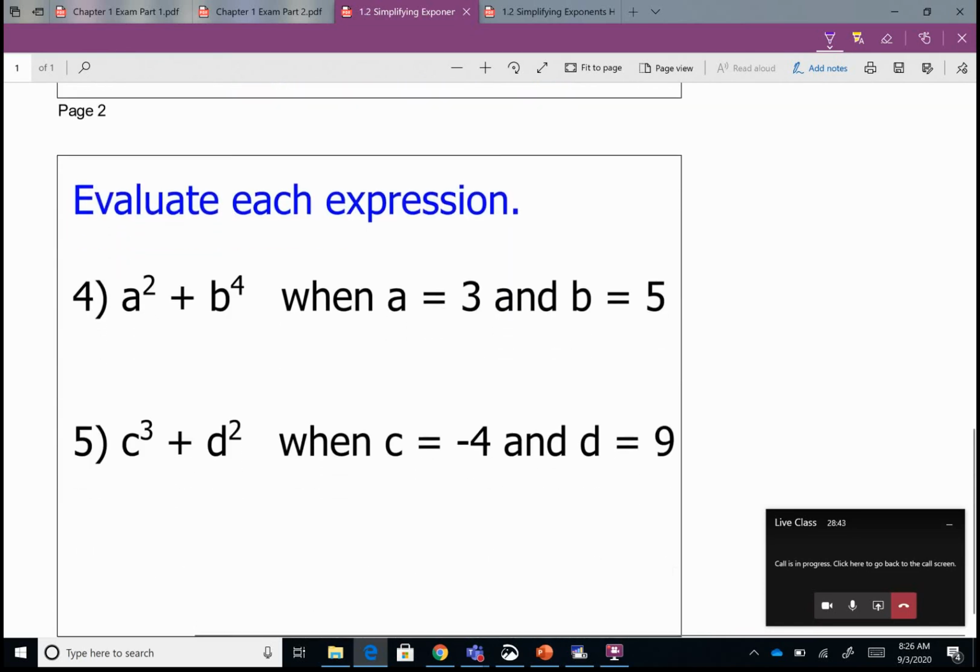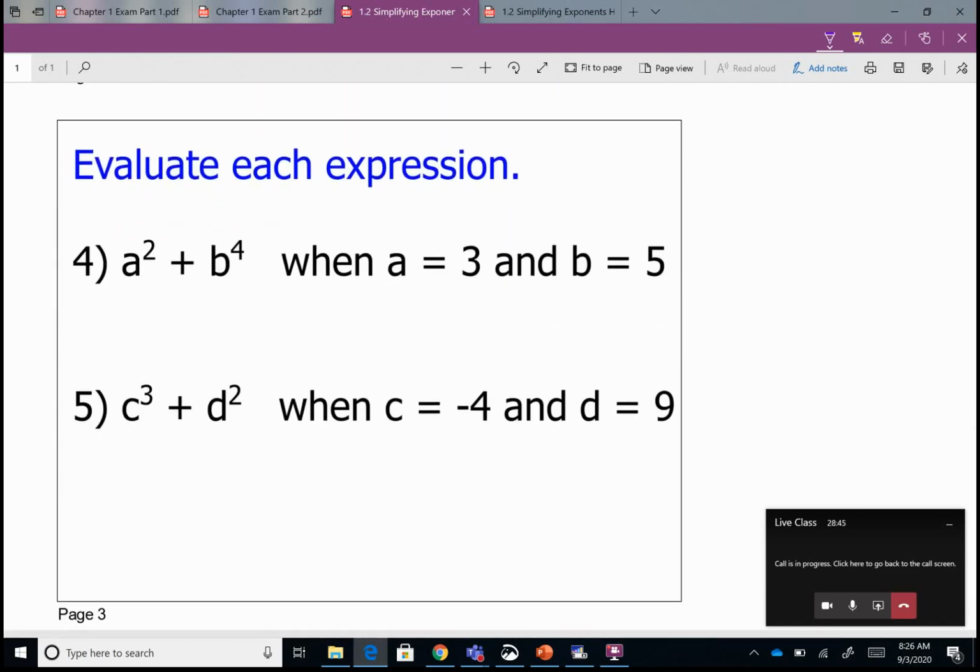All right, now the evaluate piece. Now we're given an expression that just has variable bases. But then off to the side, we're told, hey, here's what you need to put in for those bases. So number 4, anywhere I see an A in that expression, if A equals 3, that means wherever I see an A, what can I put in its place? What can I put there instead of A? Yeah, 3. I can put a 3 there.